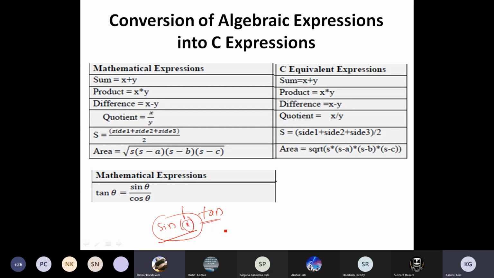Correct? Yes, ma'am. Little louder, I am unable to hear. So theta is any variable which is capable of holding an angle. But the theta symbol is not allowed inside my C language. Then how do I replace this? You can represent it by the name, that is theta. I can write like this. Is it okay? Theta is a variable which holds whatever value you are giving for it.